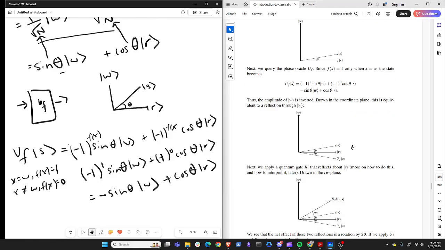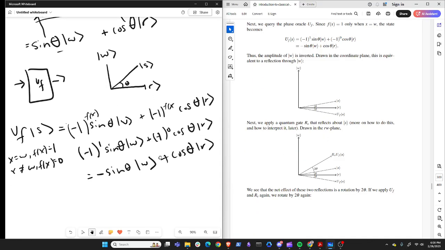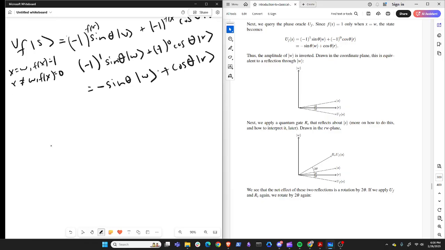So we reflect through w. This is our w, this is our r. We originally had s with some theta, and we wind up with a reflection. It also has the exact same theta.